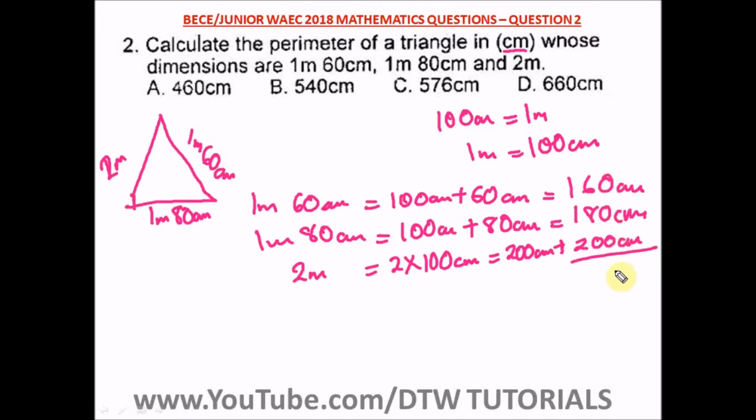So we have 0 plus 0 plus 0 will give us 0. 6 plus 8 will give us 14, and 14 plus 0 is still 14. We drop down 4 and carry our 1. 1 plus 1 is 2, and 2 plus 1 is 3, and 3 plus 2 will give us 5. So we have 540 centimeters. So this is the perimeter of the triangle, 540. This is our answer, and our right option here is option B.